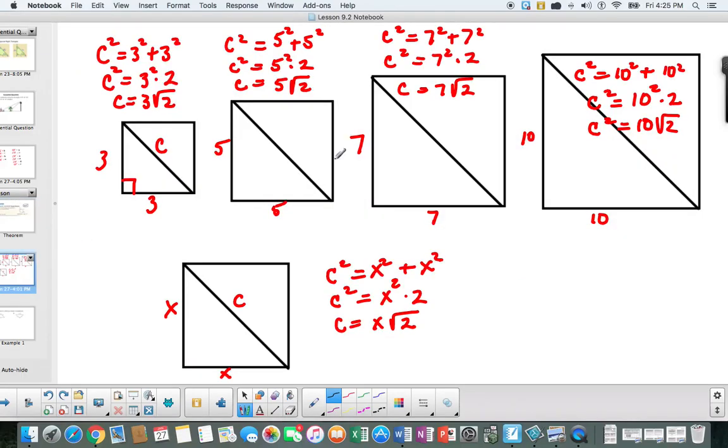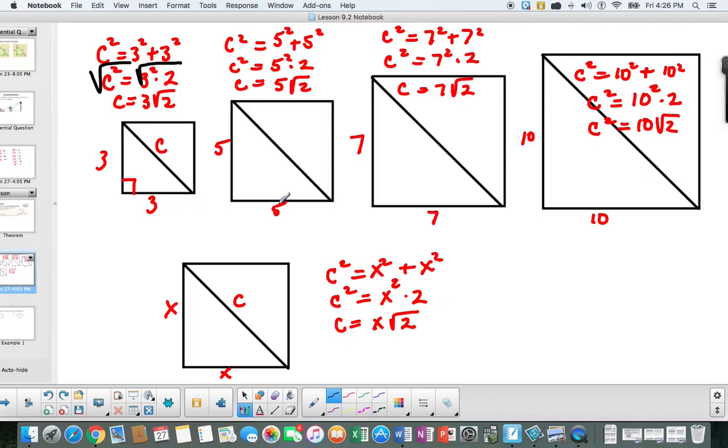I just drew several squares. Here's a square that's a 3 by 3. I'm going to use the Pythagorean theorem to figure out the hypotenuse. I get 3 squared plus 3 squared. Instead of making them 9, I'm going to say I have 2 of these, so I have 3 squared times 2. Then I'm going to take the square root of both sides. When I do, the square root of 3 squared becomes a 3, we just talked about that, but the 2 has to stay in the square root.